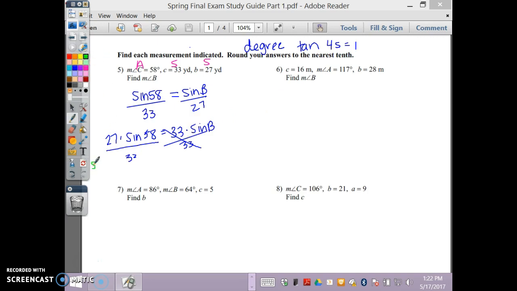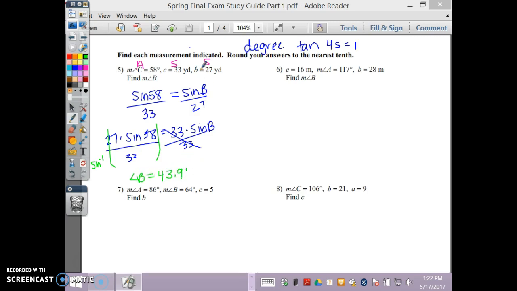Okay, so we're going to sine inverse this whole fraction. So sine inverse of 27 times sine of 58 divided by 33. And I got that angle B is 43.9.